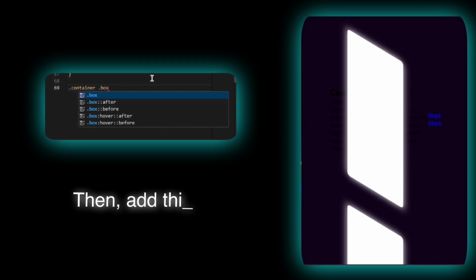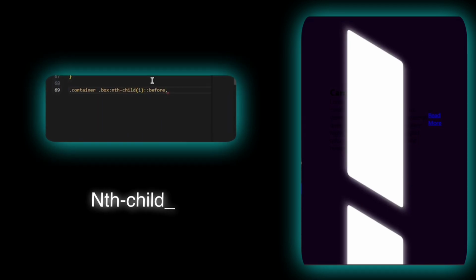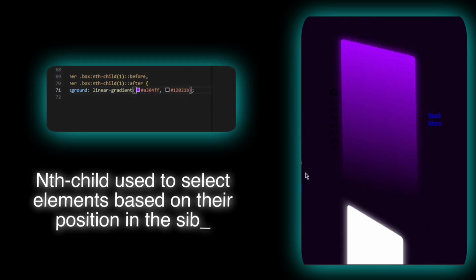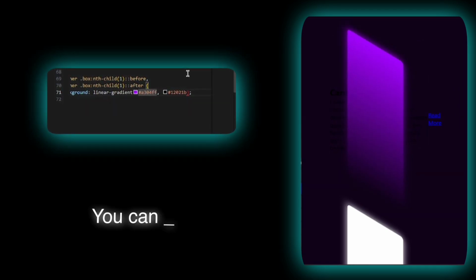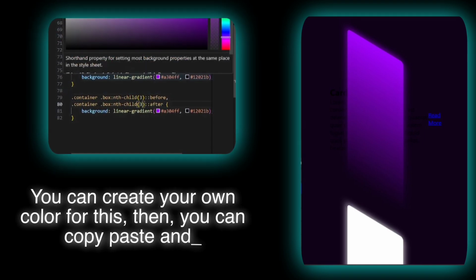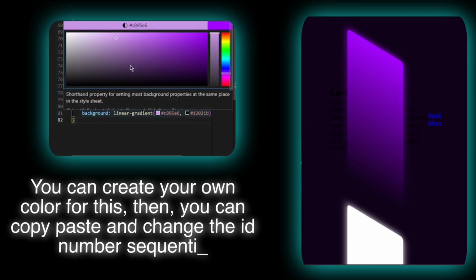Then add this. The nth-child selector is used to select elements based on their position in the sibling sequence. You can create your own color for this. Then you can copy paste and change the ID number sequentially.